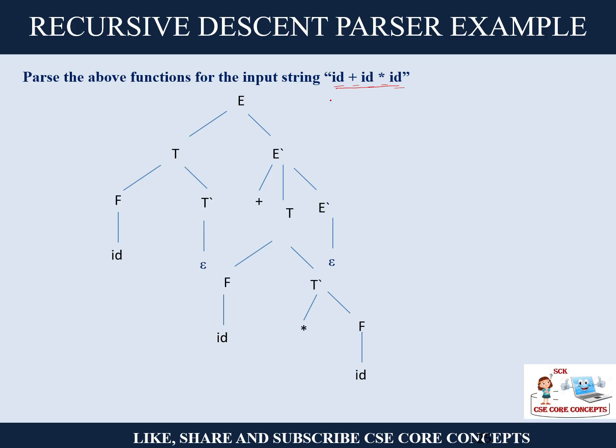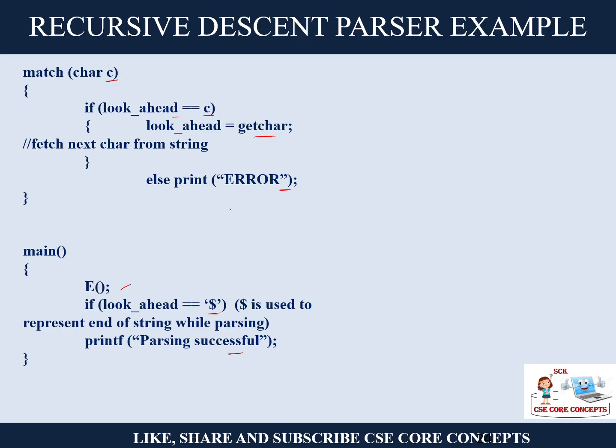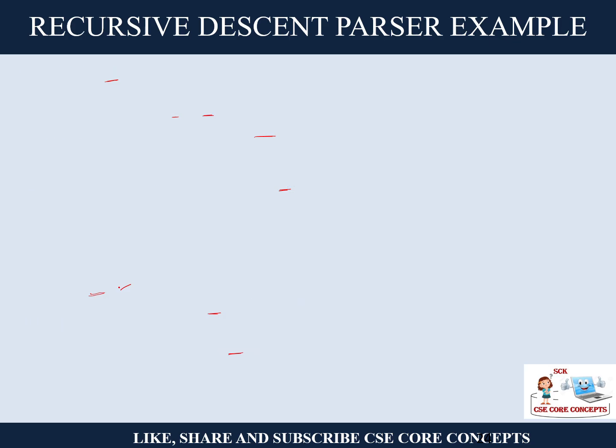So what will be my first look ahead? Look ahead symbol will be my id, sorry. This will end with a dollar sign which indicates the end of the string. So look ahead is my id. So let us go to the main function where look ahead is id. In main, we are giving a call to the start symbol, that is E. So let's go to E function.